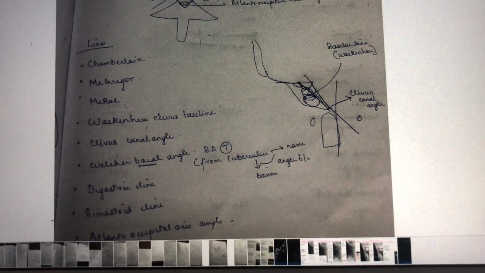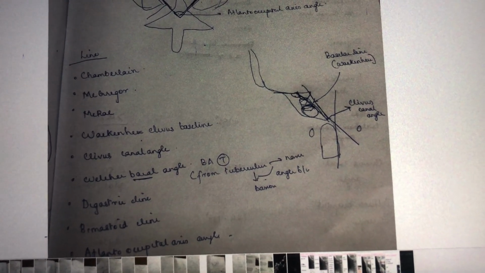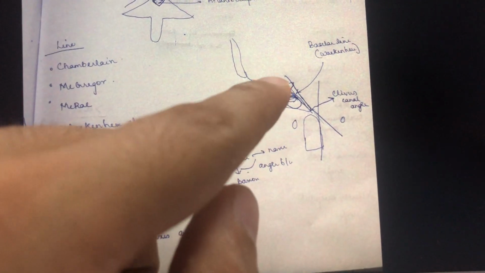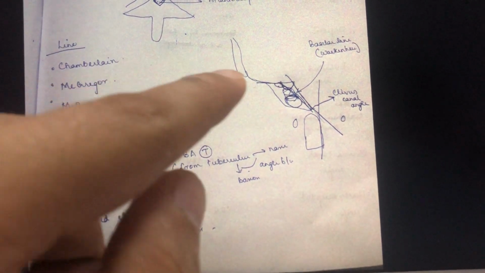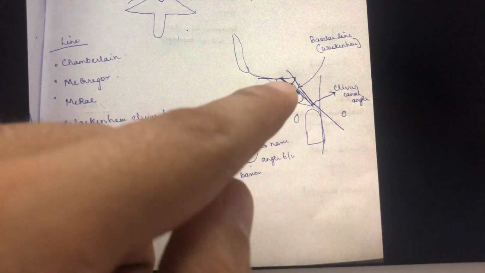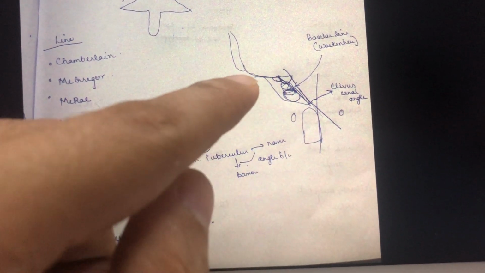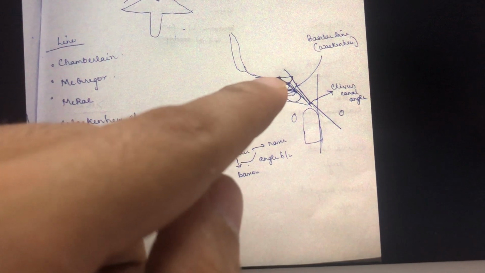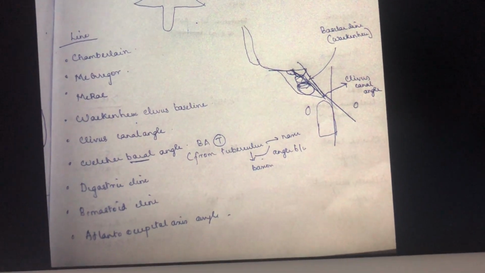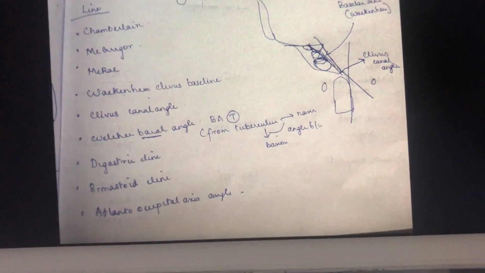And the third is known as the basal angle, or Welcher basal angle. Remember, it is from the tuberculum. First identify the tuberculum sella here. From that draw a line to the nasion, and from there again draw a line to the basion. So it is an angle formed between the nasion-tuberculum and tuberculum-basion lines. This is known as the Welcher basal angle. So these three lines, three angles, are also important.